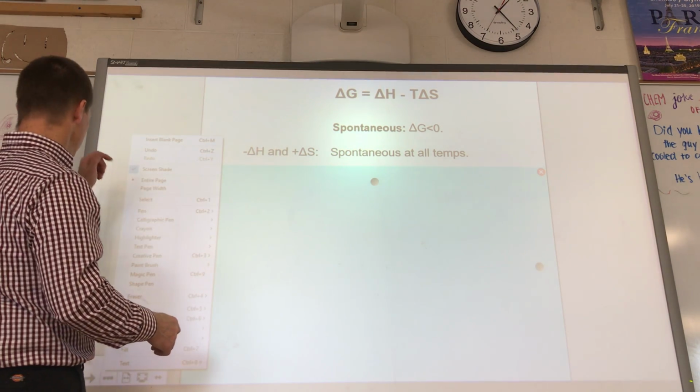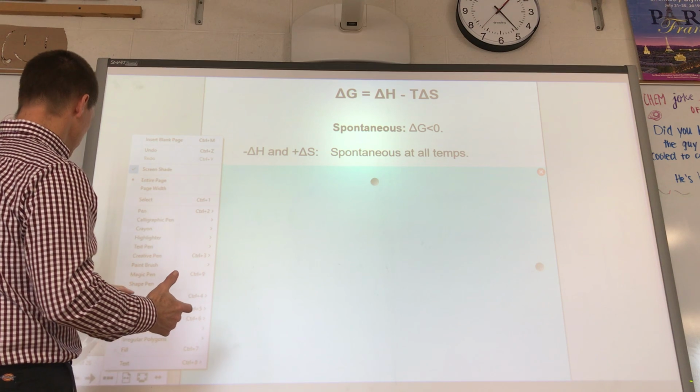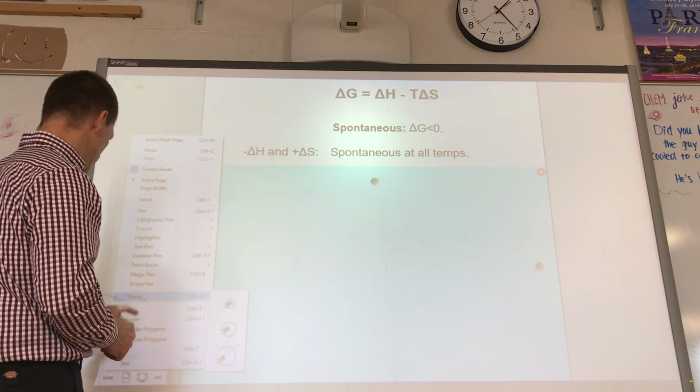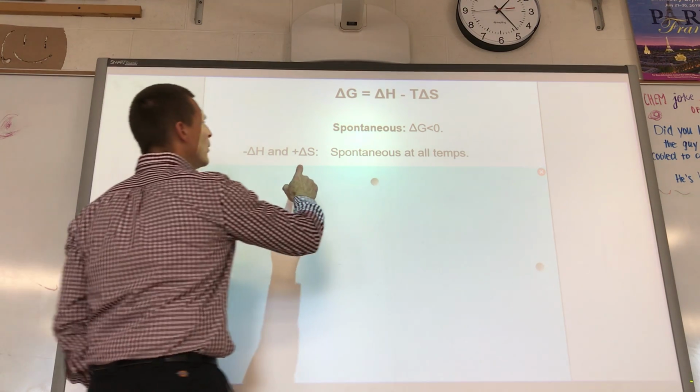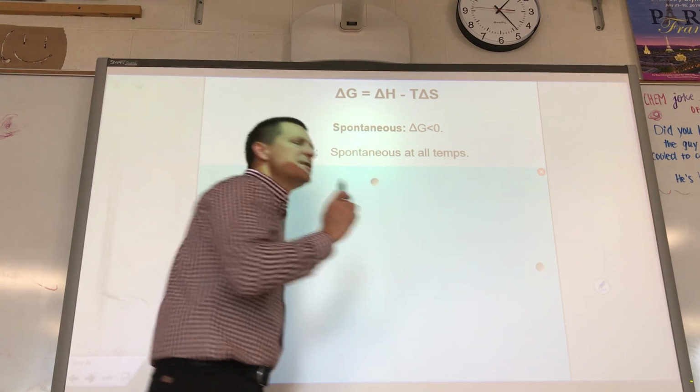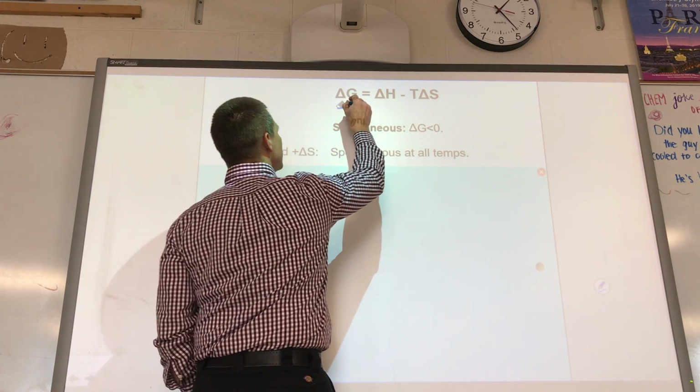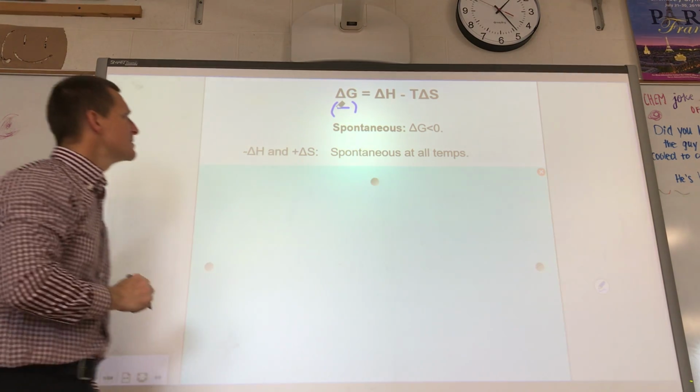Oh, I have a little eraser there. Maybe I can get rid of that. Where's my eraser? Okay. So anyway, a spontaneous reaction has a negative delta G. Still got my eraser on.